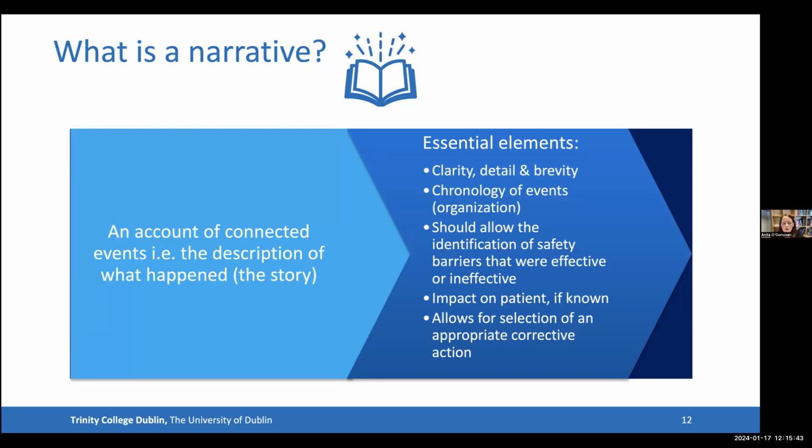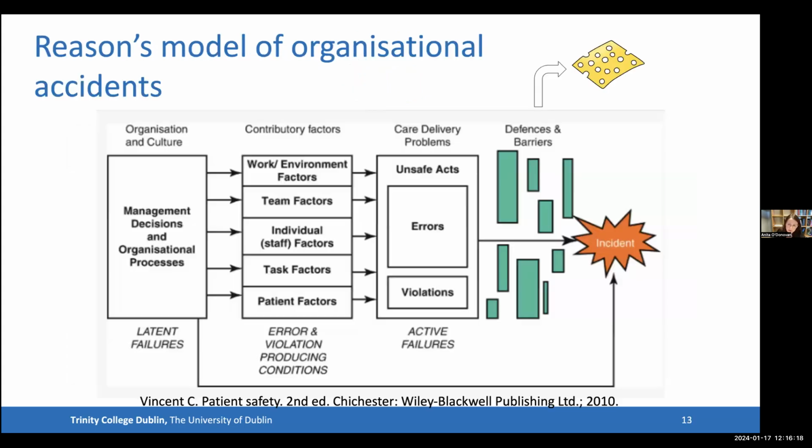It should allow, or reference, while not being a root cause analysis, but reference the safety barriers that were effective or ineffective. And if there's any kind of immediate impact on the patient, that should be included as well. It may not always be relevant, of course. And it should allow for a selection of appropriate corrective action. So it should kind of allude to possible contributing factors. And they're not just at the individual level, but some at the kind of systems level as well. So they were the important components.